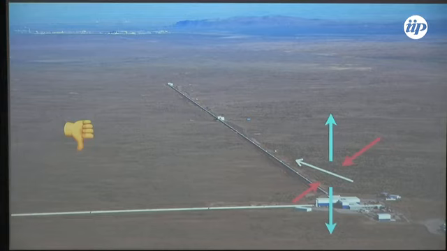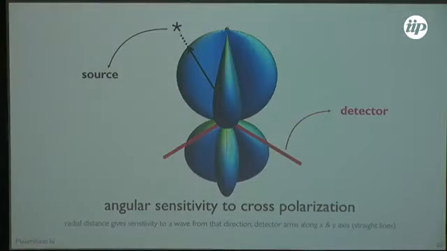So there's an angular dependence of the sensitivity of each instrument to a gravitational wave, depending on where it comes from. And it comes directly from the geometry of the measurement that we're doing and the geometry of the gravitational wave, how it's changing length.